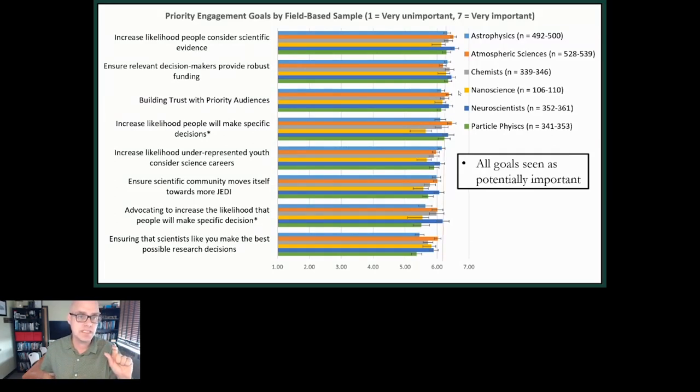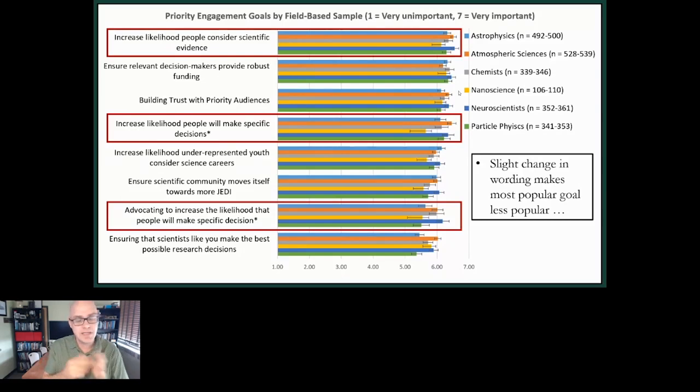Let me just point out a couple specific things. We did a fun little experiment in this. Those three, I would argue, are essentially the same goal. The first one's a little softer: we want people to consider scientific evidence in the context of a behavior, and the survey had some examples of what that really looked like. The next one is a little stronger: increase the likelihood people make decisions, not just consider evidence in the context of a decision, but make specific decisions. And then the last one's advocating. It's interesting that just those little tweaks definitely push them down the relative prioritization level.